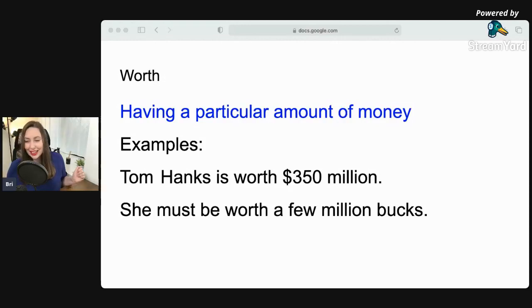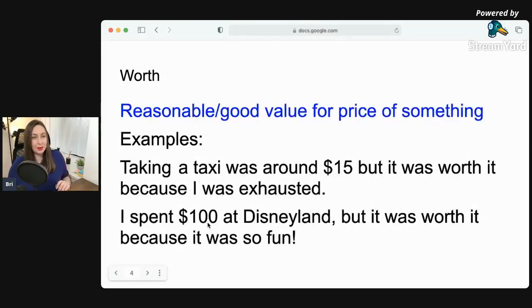Now let's go on to a different meaning. This meaning still has to do with money, but it's a little bit different. Something is reasonable, or something has a good value for the price of it, the price of something.